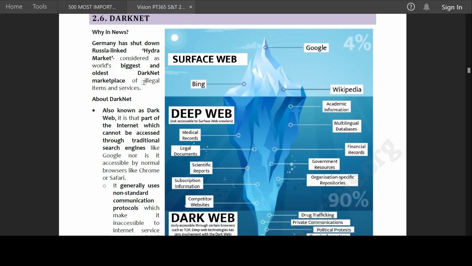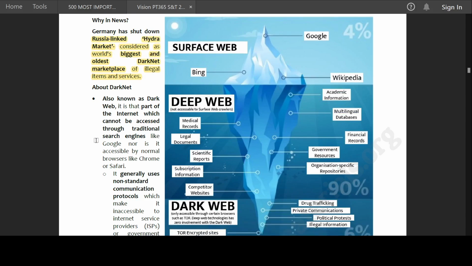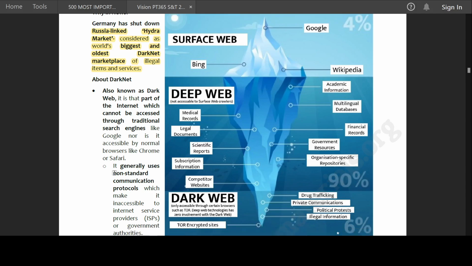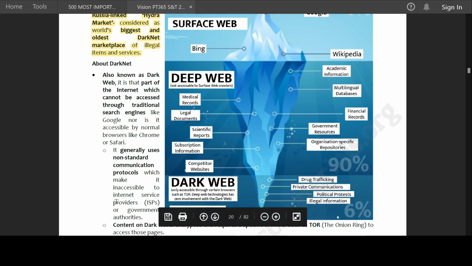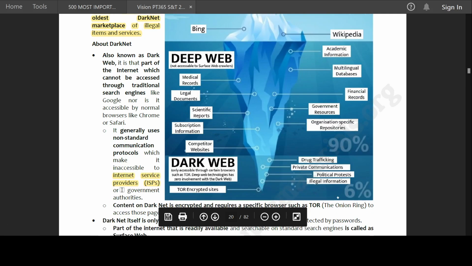Darknet. Germany has shut down the Russia-linked Hydra market, considered the world's biggest and oldest darknet marketplace of illegal items and services. Darknet, also known as the dark web, is that part of the internet which cannot be accessed through traditional search engines like Google, nor is it accessible by normal browsers like Chrome or Safari. It generally uses non-standard communication protocols which make it inaccessible to internet service providers, okay, or government authorities also.